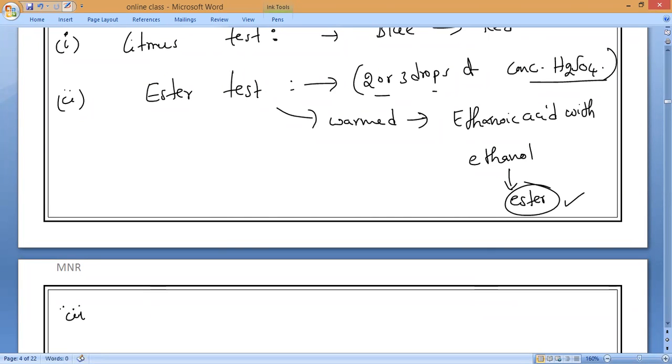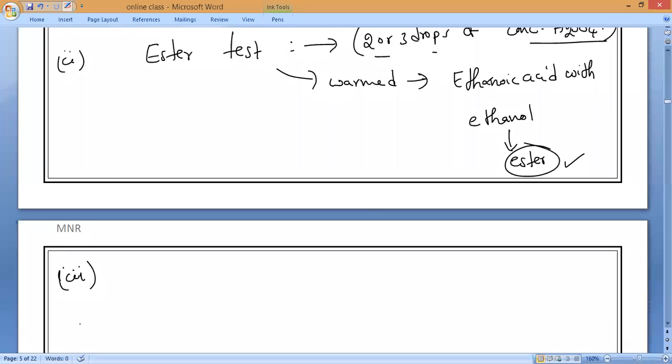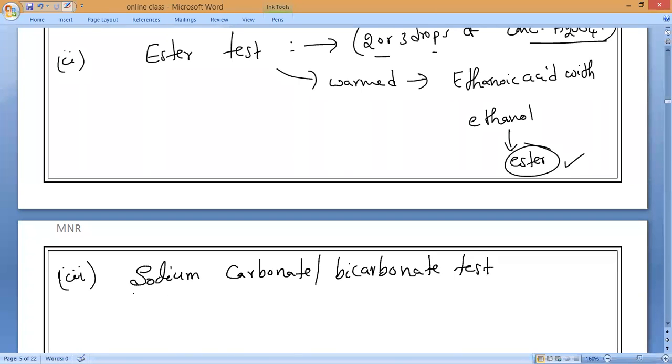And the third test, which does not work with ethanol, only with ethanoic acid. What is the test, everybody? Sodium carbonate or bicarbonate, or hydrogen carbonate. So what is the name of this test? I told you the name also. Anybody?